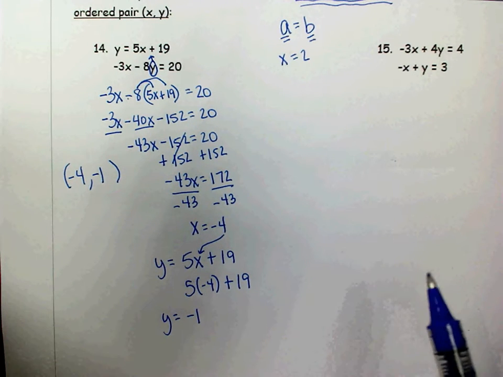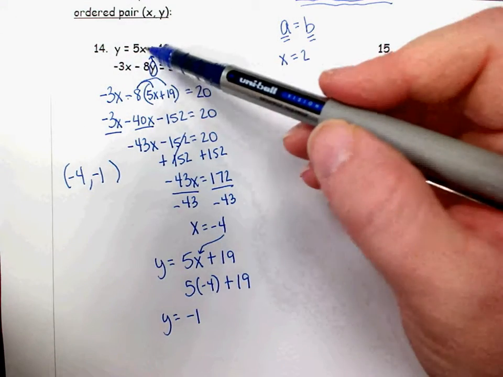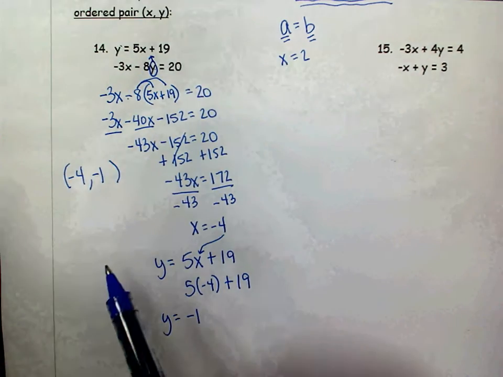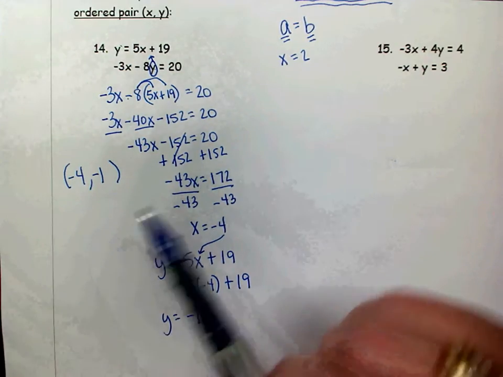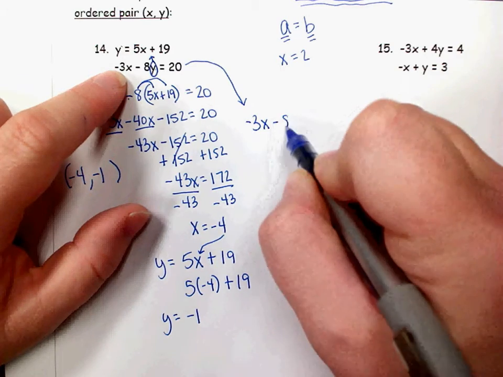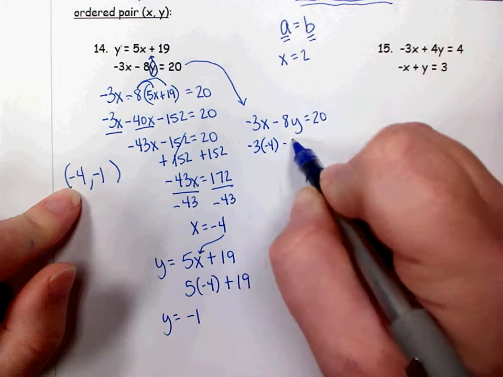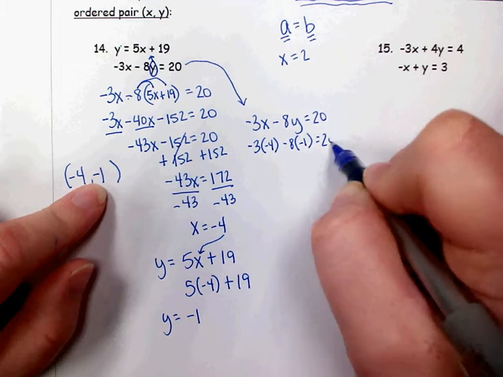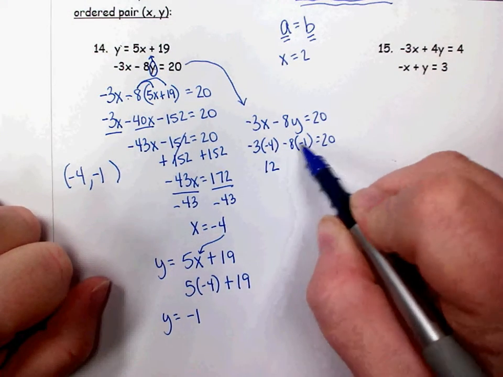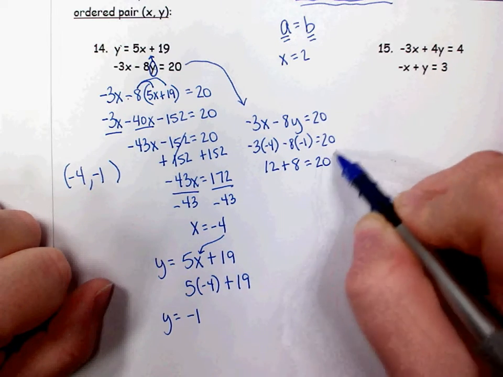Now, if you want to know whether that's correct or not, you can put negative 4 in for the x in both equations, and negative 1 in for the y in both equations, and make sure it makes a true statement in both. So I can show you that. Let me show you for the second one. Since the second one was negative 3x minus 8y equals 20, if I replace x with negative 4 and y with negative 1, I want to know, is that correct? Well, negative 3 times negative 4 is 12. Negative 8 times negative 1 is positive 8. And 12 plus 8 is 20. So it works for that one.